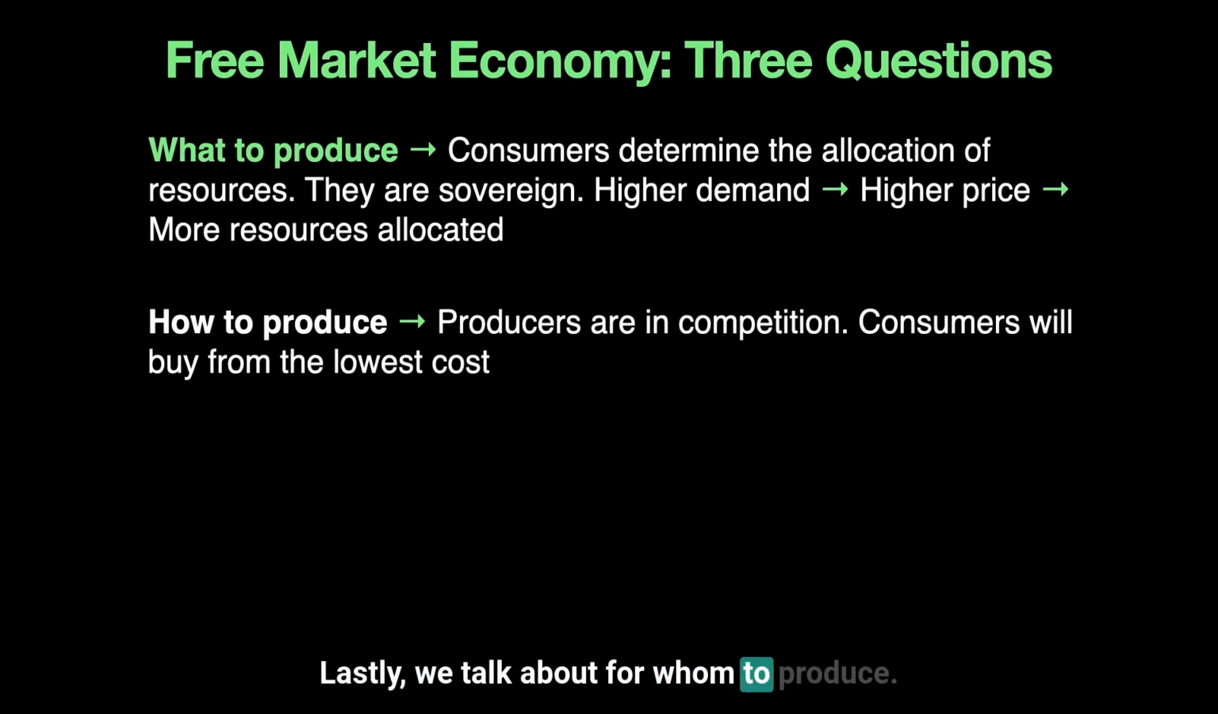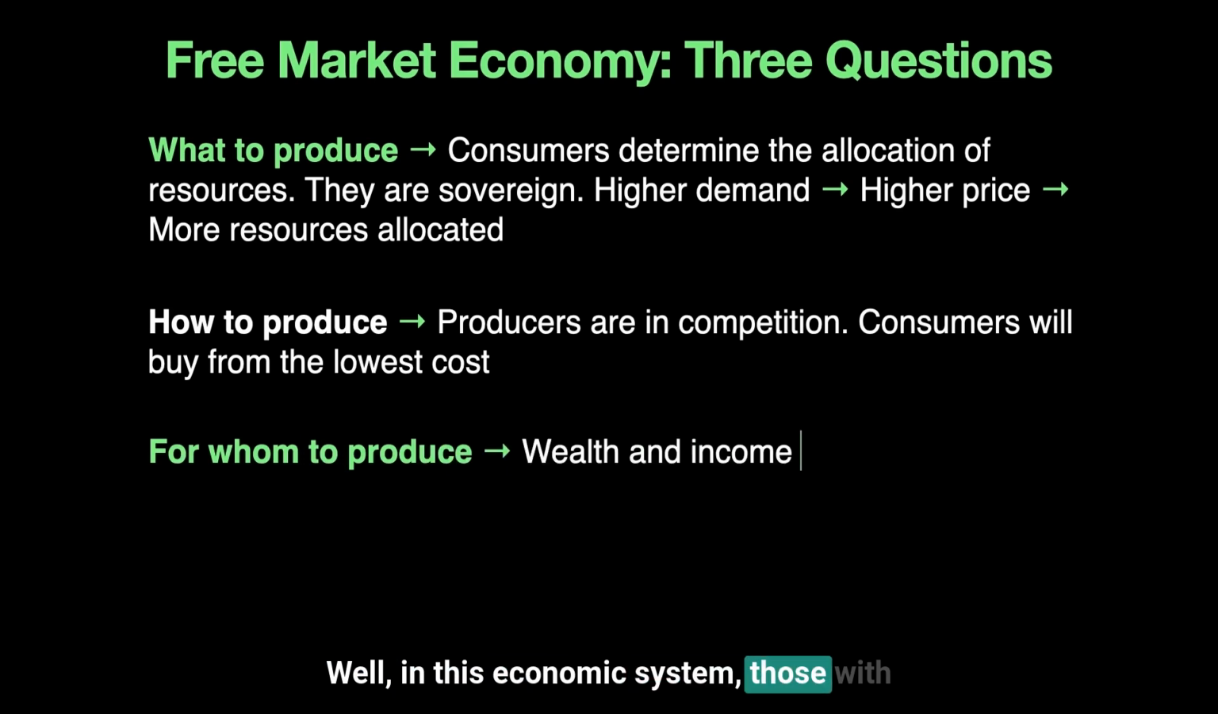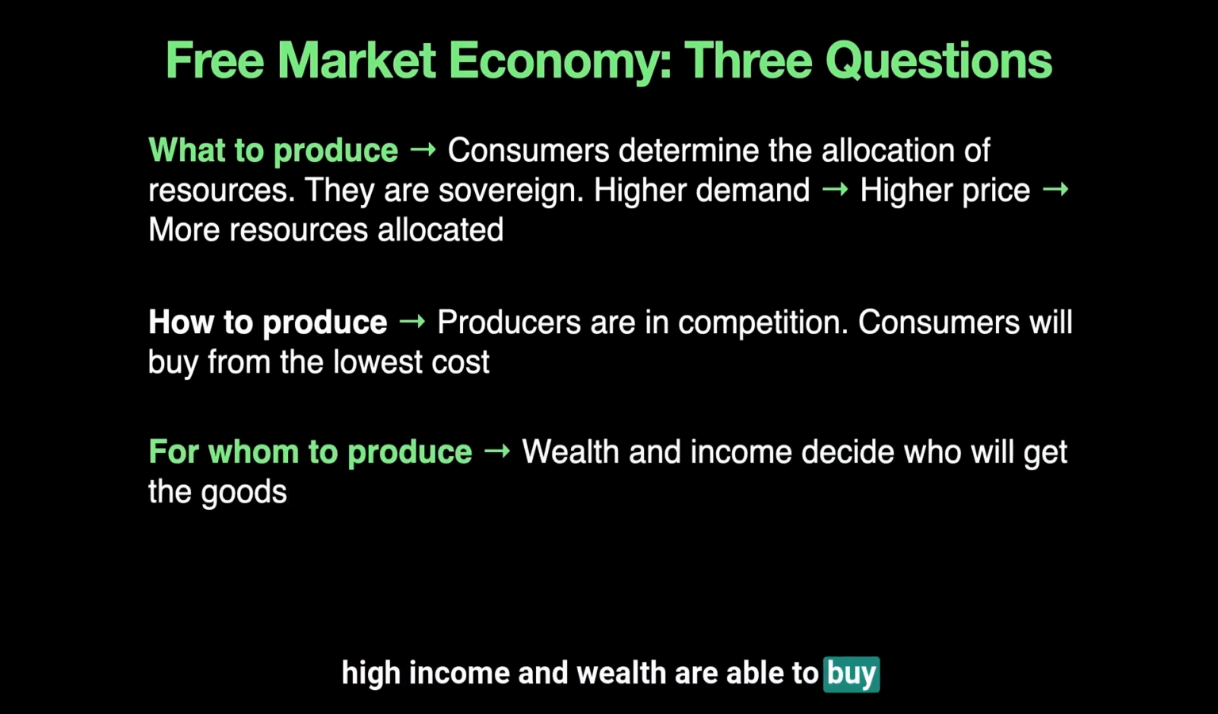Lastly, we talk about for whom to produce. Well, in this economic system, those with high income and wealth are able to buy large amounts of goods and services, while those with low income and little wealth will buy only a few goods and services. So what we see is that your wealth and income decide who will get the goods, and therefore the amount of money people have basically decides for whom to produce.